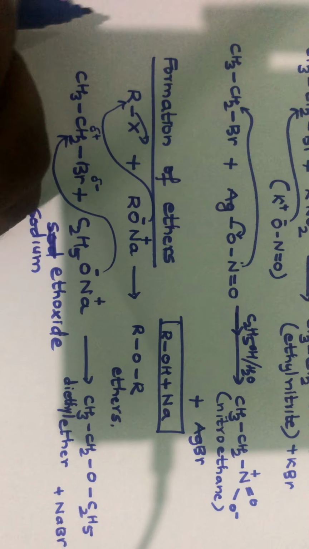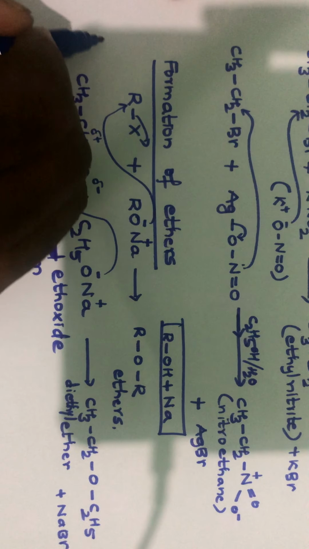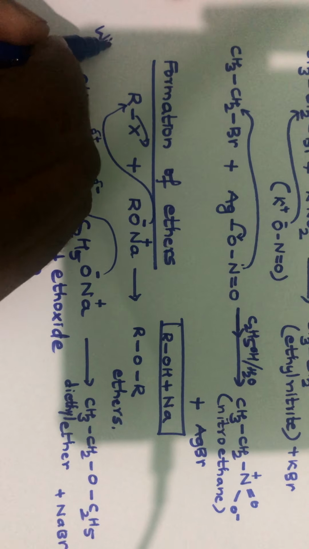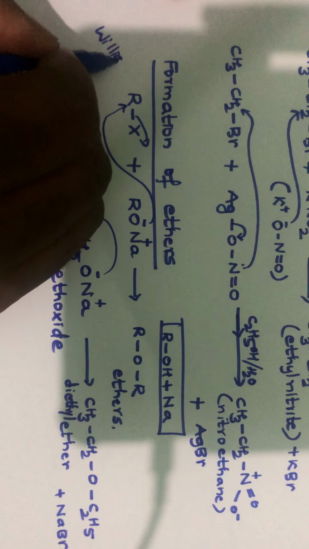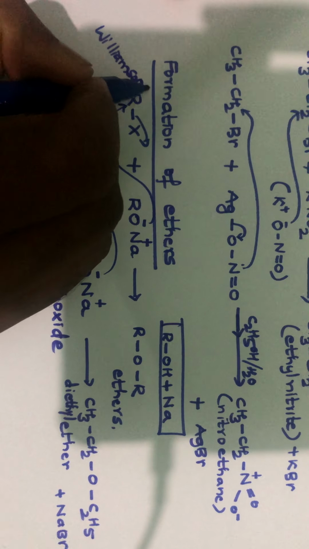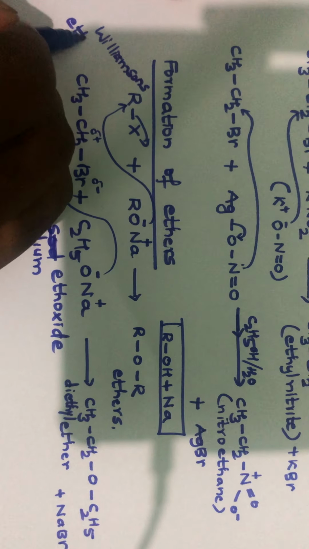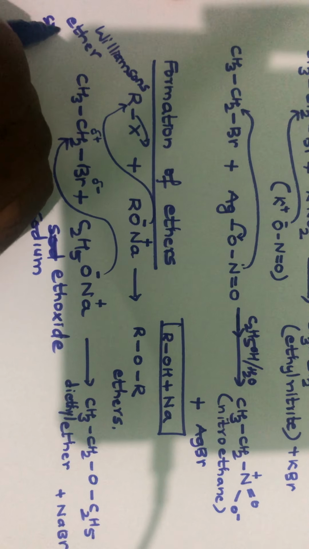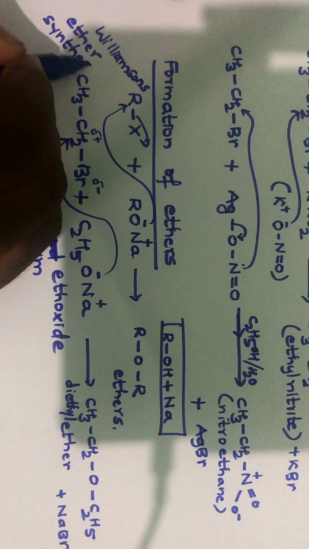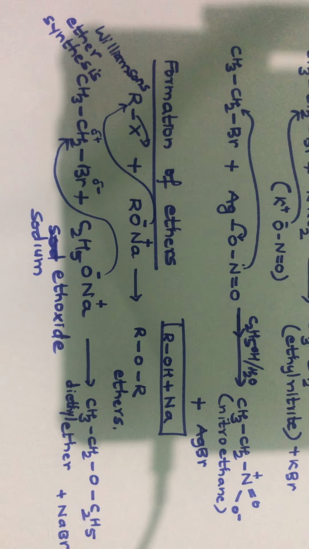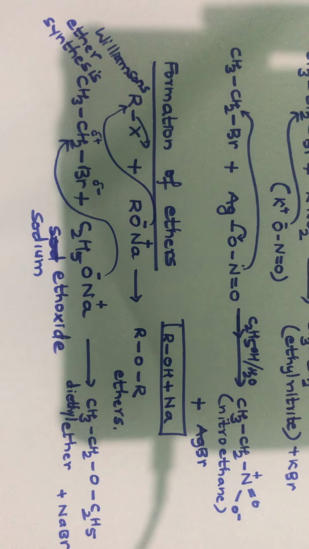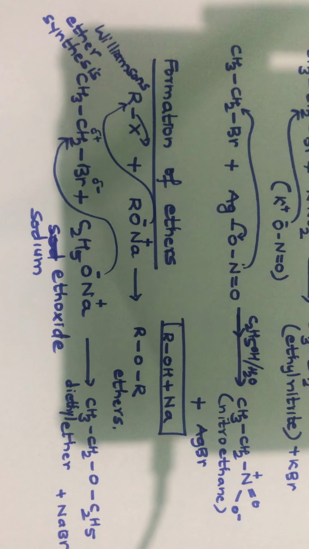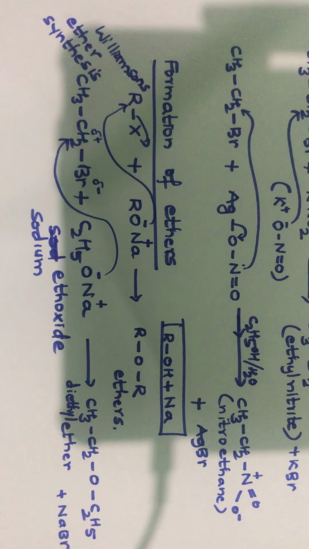This method of preparation is called Williamson's ether synthesis. That is, when an alkyl halide is treated with sodium alkoxide, it results in the formation of ether. So this preparation method is called Williamson's ether synthesis.